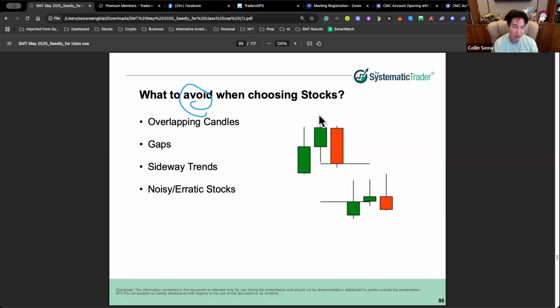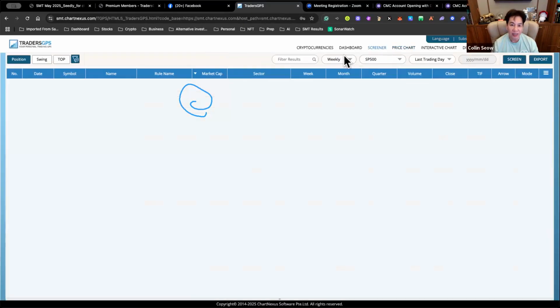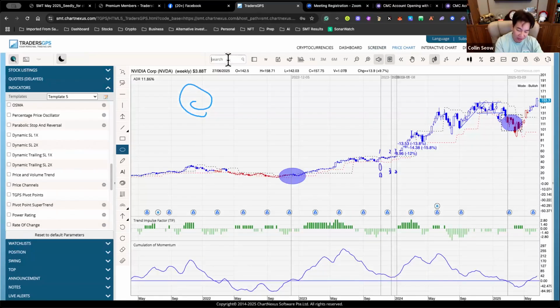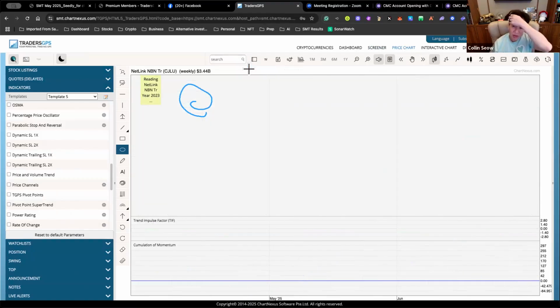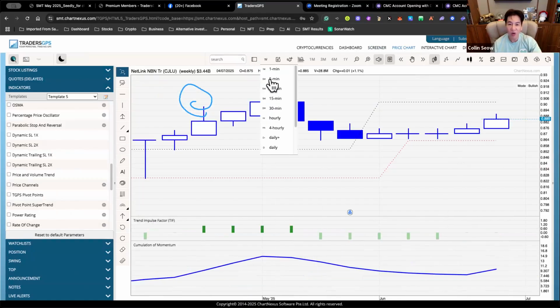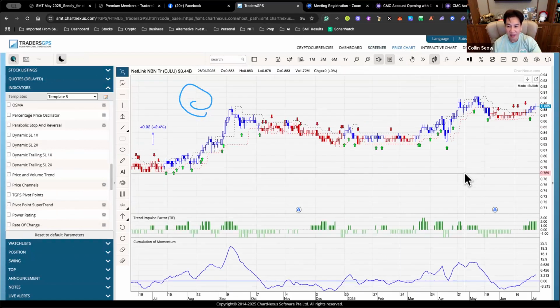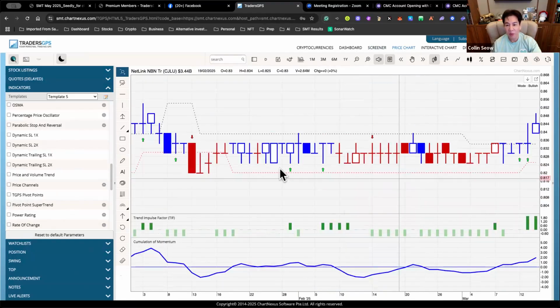Whether it's position trading or swing trading, there are things to avoid. First thing first is overlapping candles. Some of the stocks here are what we call overlapping candles, and you should avoid trading them. Example, let's say Netlink, a Singapore stock. This Netlink is what we call overlapping candles. Overlapping candles look something like this. The price overlaps one another.